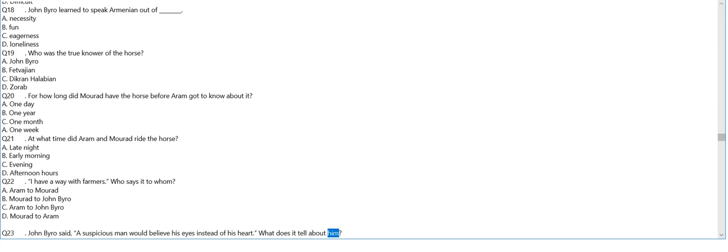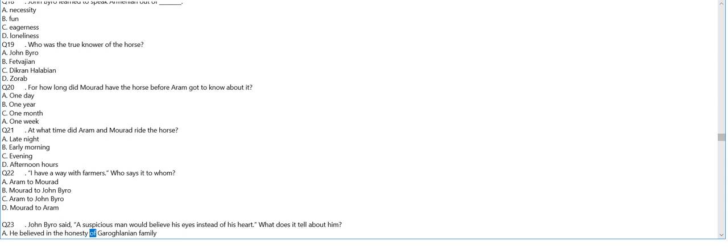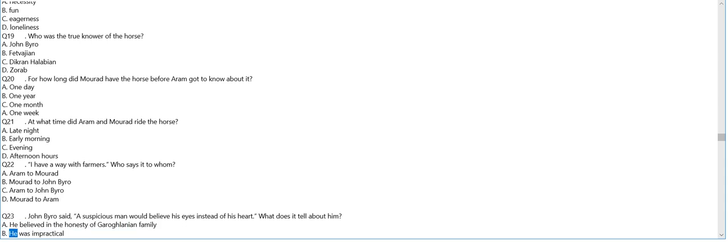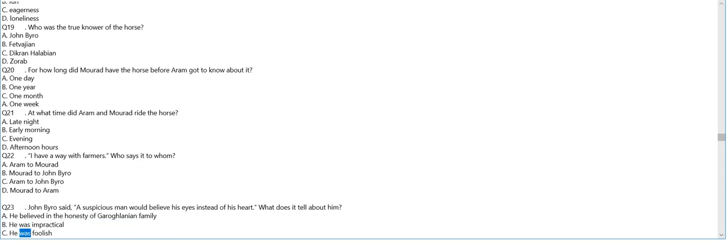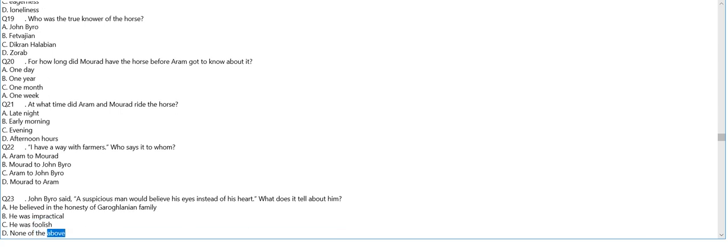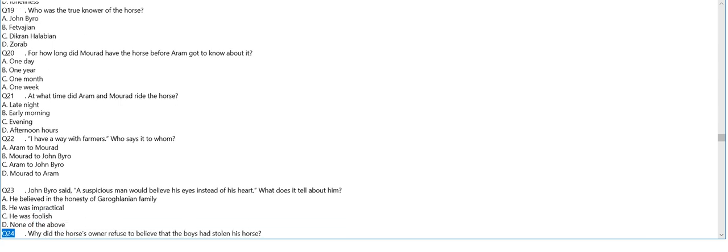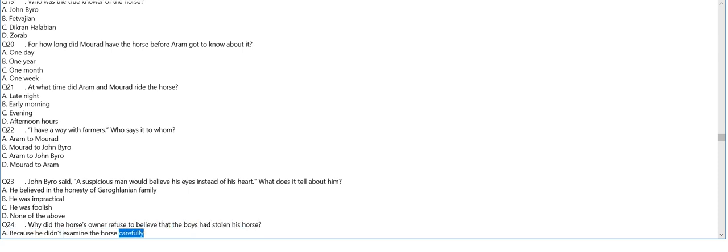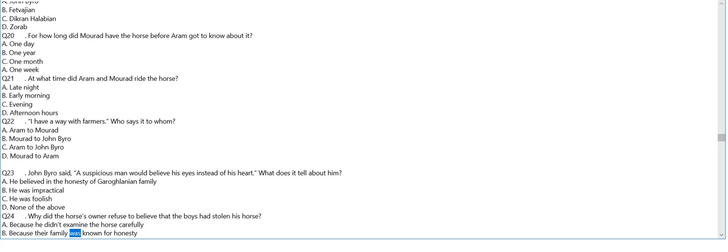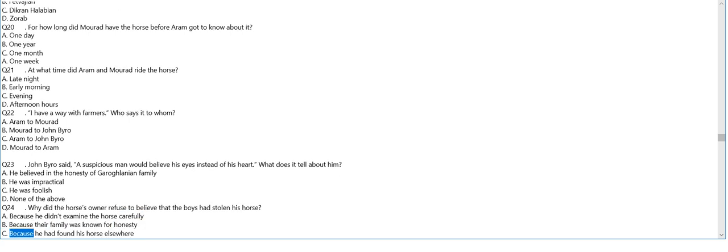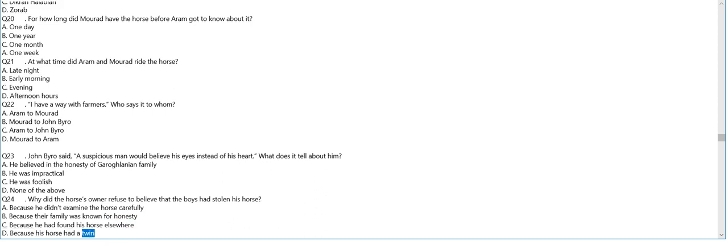Q23. John Byro said, "A suspicious man would believe his eyes instead of his heart." What does it tell about him? A. He believed in the honesty of the Garoghlanian family. B. He was impractical. C. He was foolish. D. None of the above. Q24. Why did the horse's owner refuse to believe that the boys had stolen his horse? A. Because he didn't examine the horse carefully. B. Because their family was known for honesty. C. Because he had found his horse elsewhere. D. Because his horse had a twin.